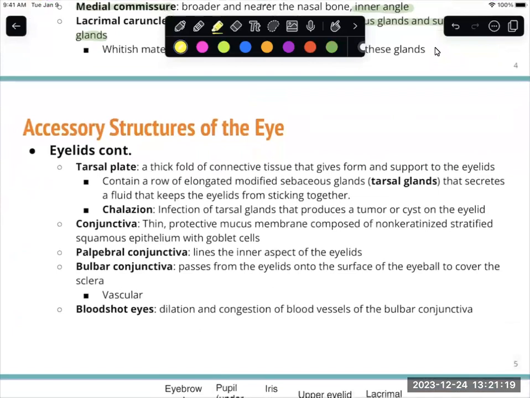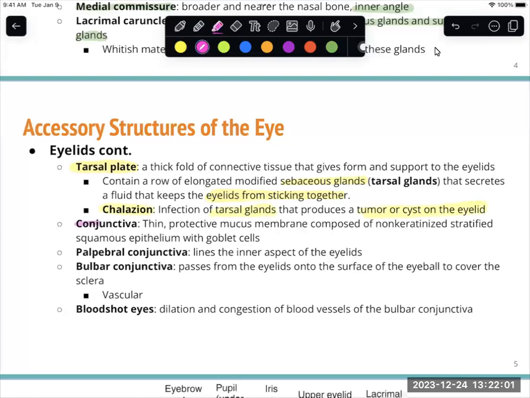Your eyelashes are attached to this tarsal plate. Again, we have sebaceous glands, and it's helping to prevent your eyelids from sticking together. A chalazion is when that tarsal gland gets infected. It can produce a little cyst on the eyelid.